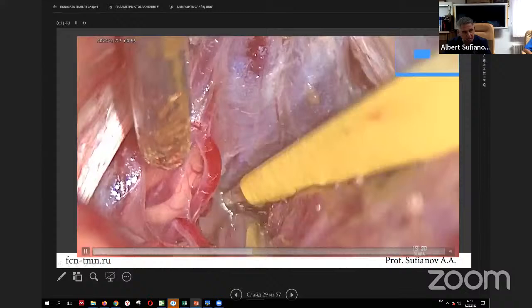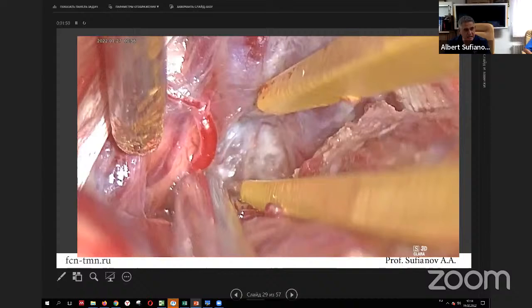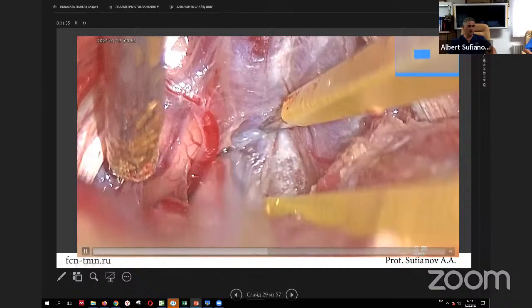Because of the trajectory of the scope, it gives us the possibility, without any traction of the cerebellum, to visualize this area with very big magnification, you see. It's very easy to dissect now because you see all structures. You see how we dissect the vein from above.